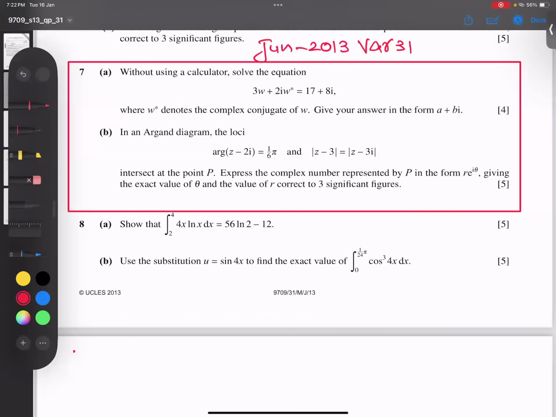Rahim. This is a June 1331 variant question number 7. Topic is complex numbers. So the first part I'm going to do is part A. The question says 3w + 2iw* = 17 + 8i, where w* denotes the conjugate, and we need a + bi.